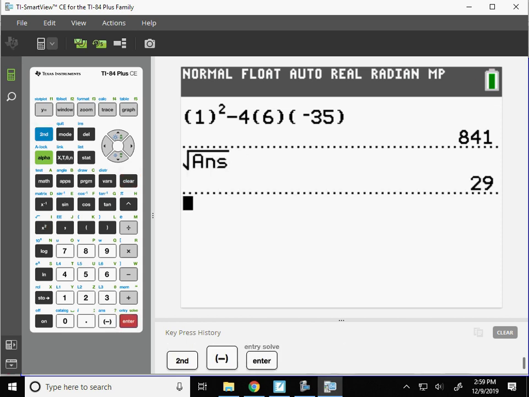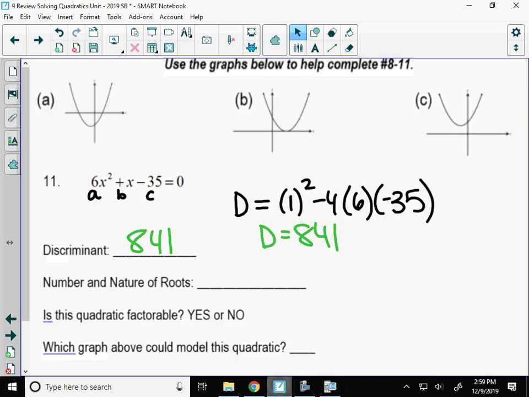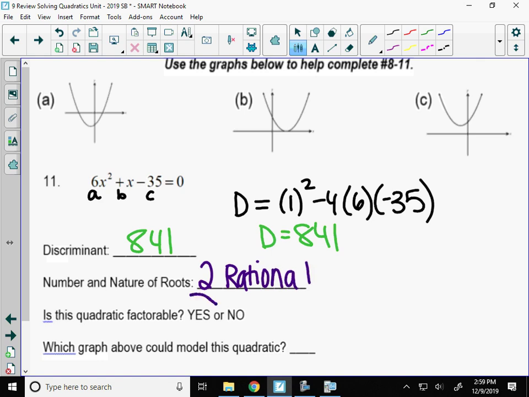It is. The square root of it is 29. So 29 squared is 841. That was not on our Know Your Powers stuff last unit. The number and nature of roots, if it's a perfect square, would be 2 rational roots. Just like the last column, if you ever have rational roots, you are able to factor. And 2 rational roots means you cross the x-axis at 2 distinct rational numbers, which would look something like graph A.